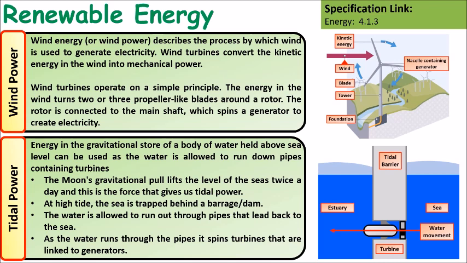Tidal power is energy in the gravitational store of a body of water held above sea level, which can then be allowed to run down pipes to turn a turbine. So at high tide the water is trapped behind a tidal barrage. That is then shut. As the tide goes out you get a body of water forming behind that tidal barrage, which can then be allowed out to run over a turbine which can turn a generator which generates electricity.